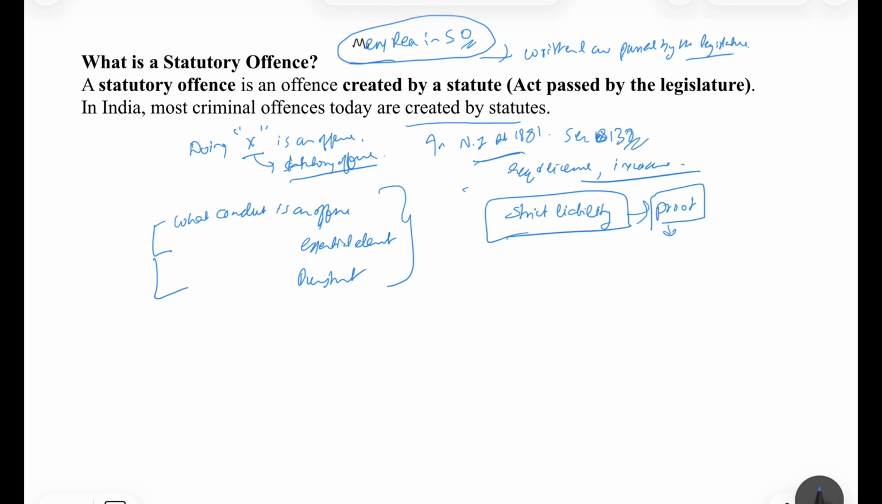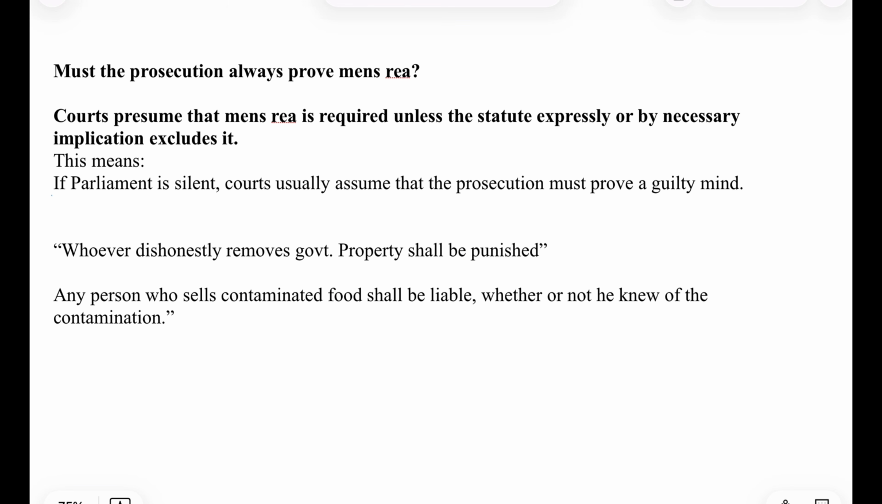In the next slide, we will be discussing: must the prosecution always prove mens rea? Generally, no, because it depends upon the statute. Why? Because criminal law generally punishes blameworthy conduct, not innocent mistakes. Okay.